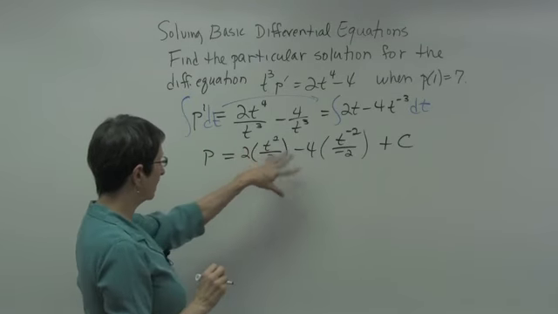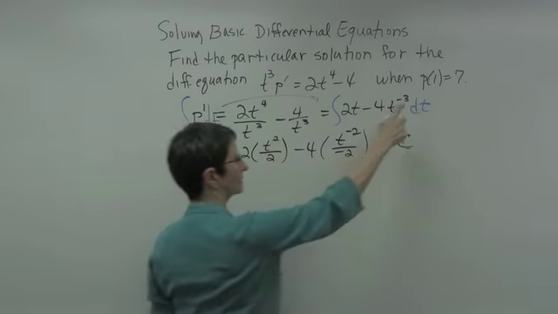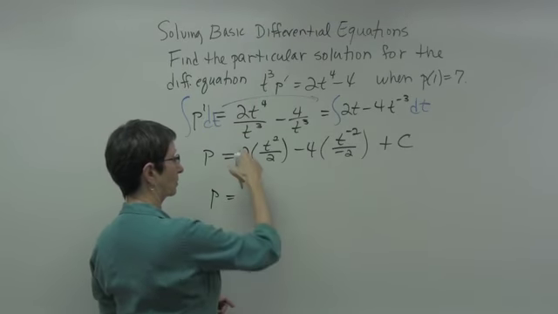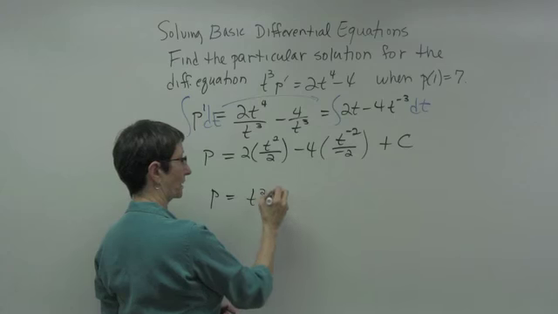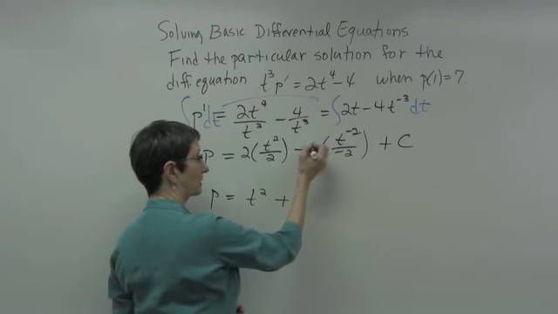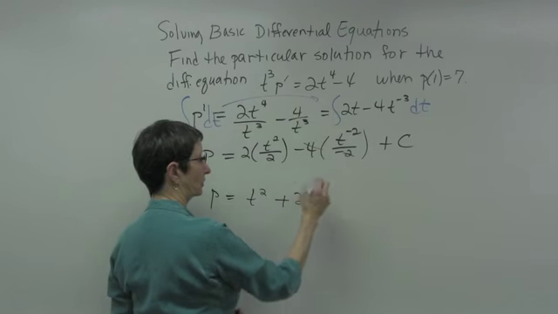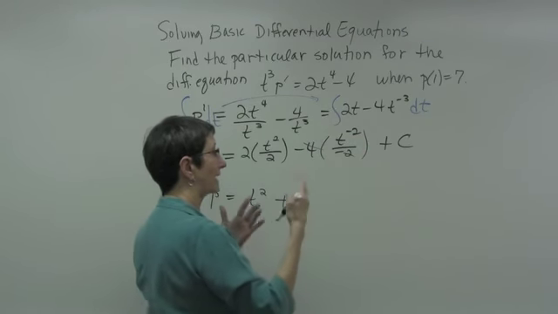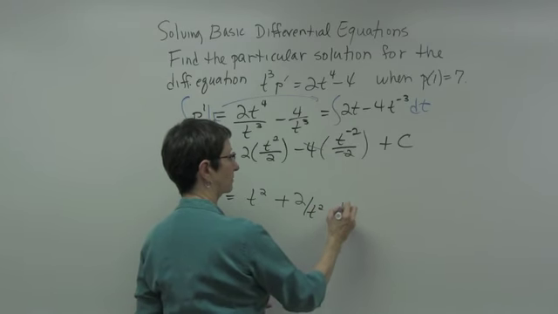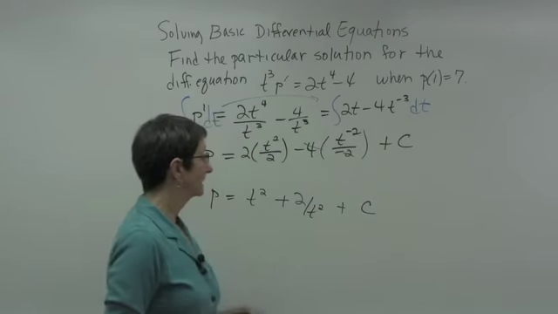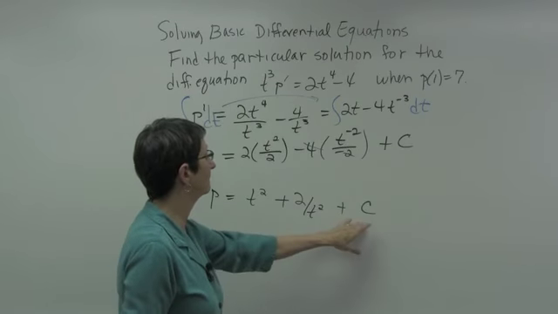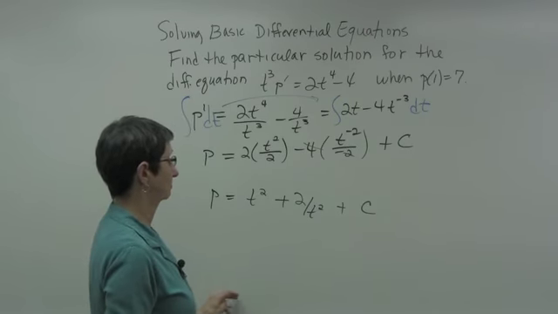So I might want to simplify this a little bit before I try to find what c is equal to. P would equal, these 2's cancel, give me t squared, minus 4, but I have a minus 2 here, and those will cancel and give me plus 2. T to the negative 2, I can either leave it there or put it back in the denominator, and I think I'm going to put it in the denominator, plus c. So this is my function, and I need to solve and find out what c is equal to.